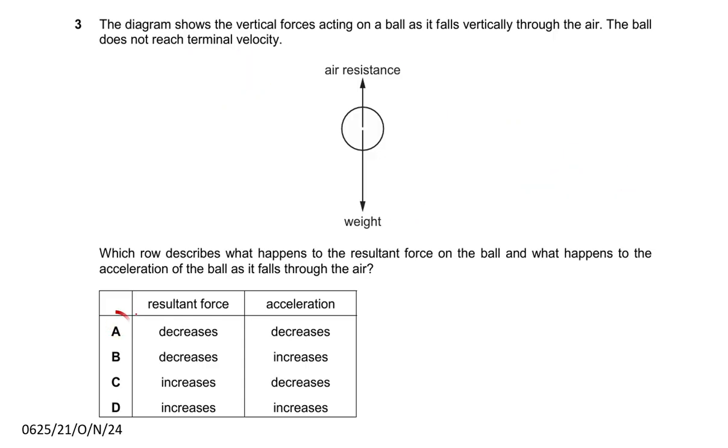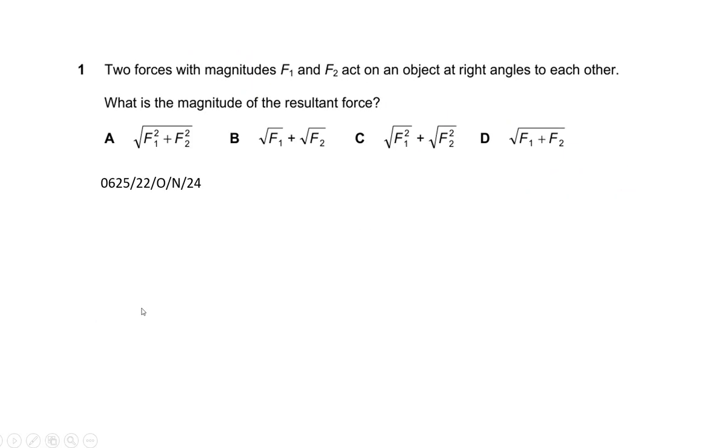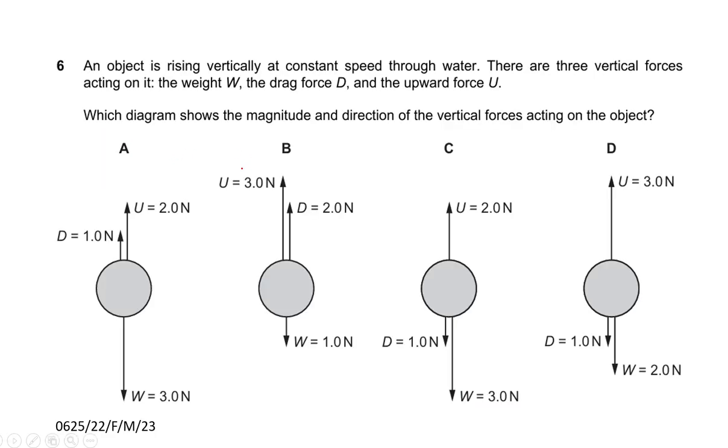The next one, very easy. They have mentioned only F1 and F2, so they are acting at right angles. So we are going to use Pythagoras theorem. So it's going to be F1 square plus F2 square. So option A is the right answer. The next one.